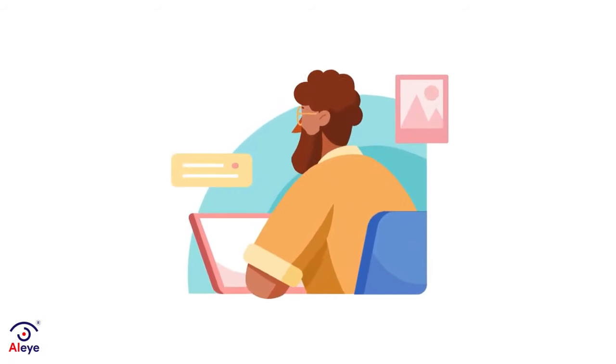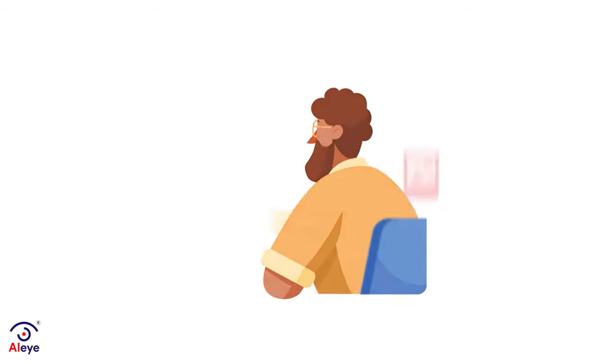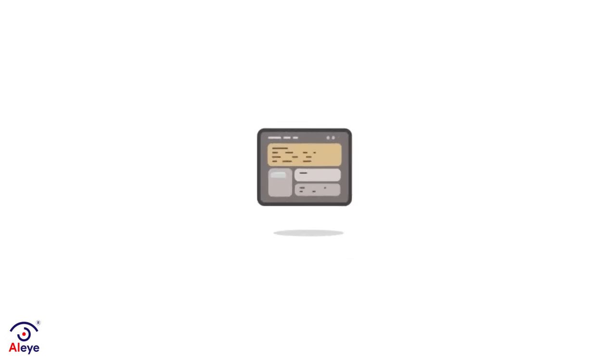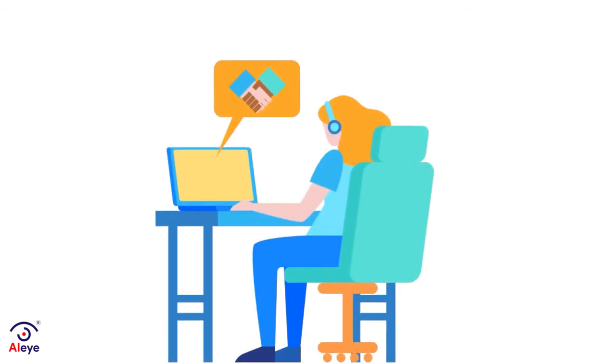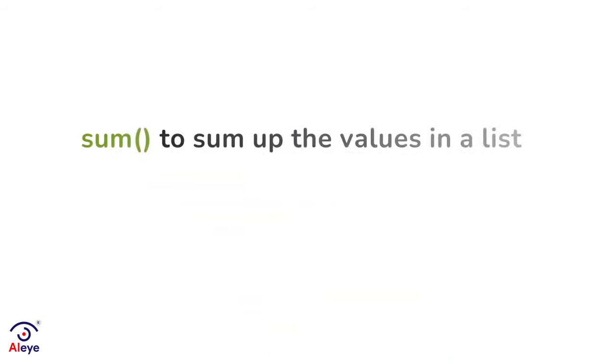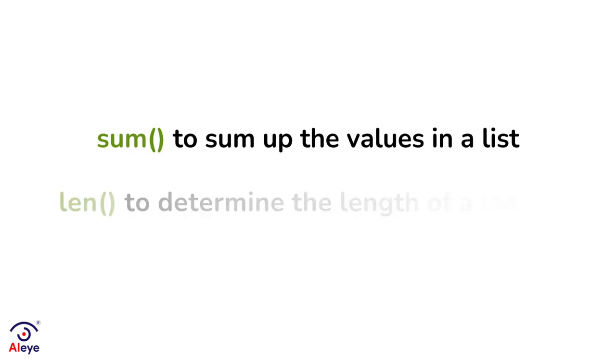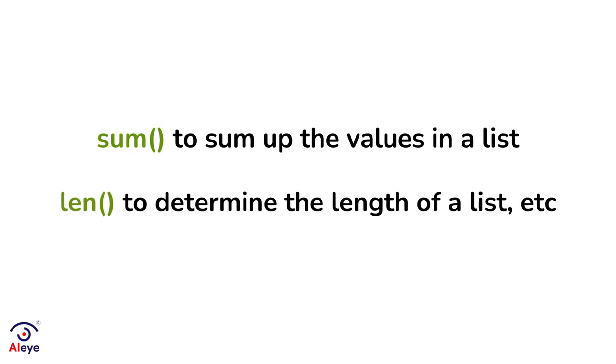Functions. A function in Python is a set of codes written to perform a specific task. Hence, instead of writing lengthy codes to perform complex tasks, we can directly use the functions and save time. Python has thousands of its own functions, such as sum, to sum up the values in a list, len, to determine the length of a list, etc.